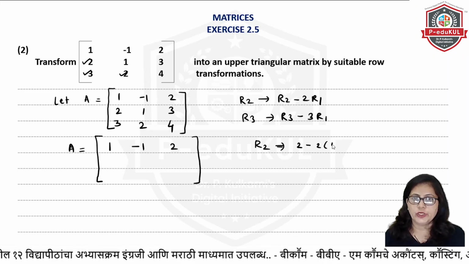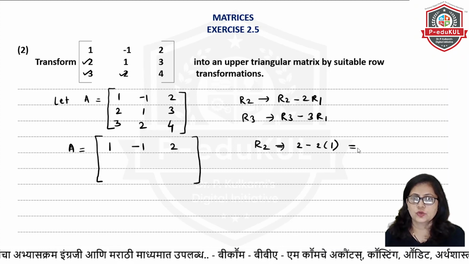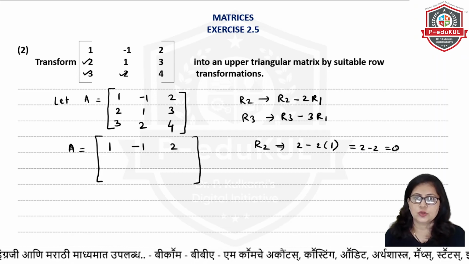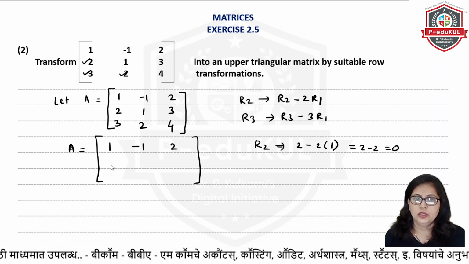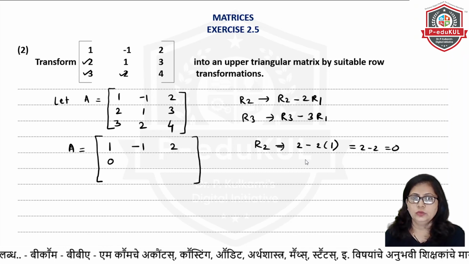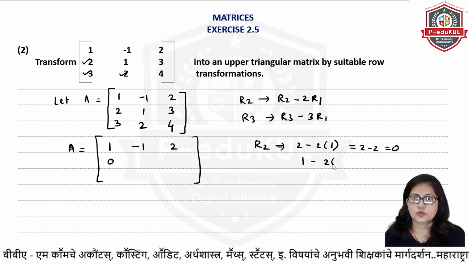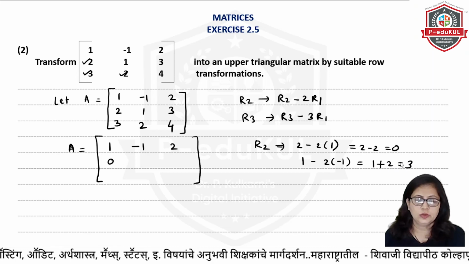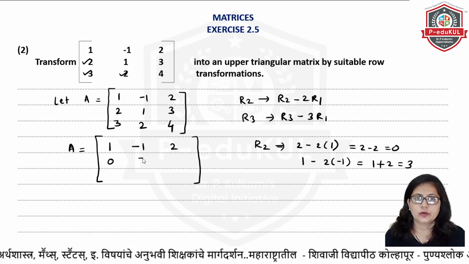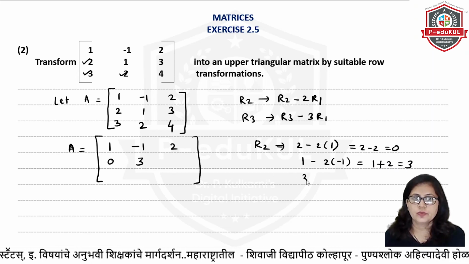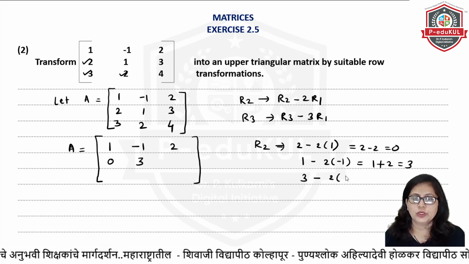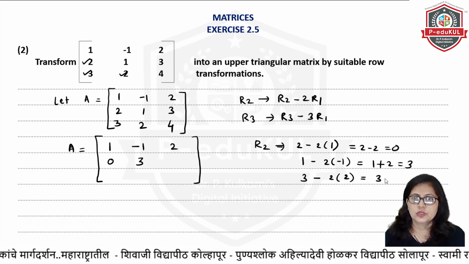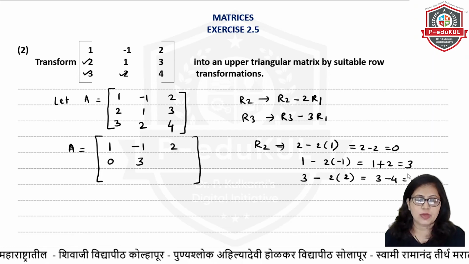2 minus 2 into 1. So this will be 2 minus 2, 0. This is the first element I have written, so this will be 0. Now 1 minus 2 into minus 1. So this will be 1 plus 2, the element will be 3 over here. And the next is 3 minus 2 into 2. So this will be 3 minus 4, which is minus 1.